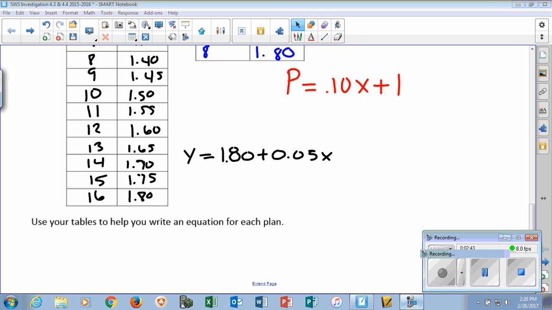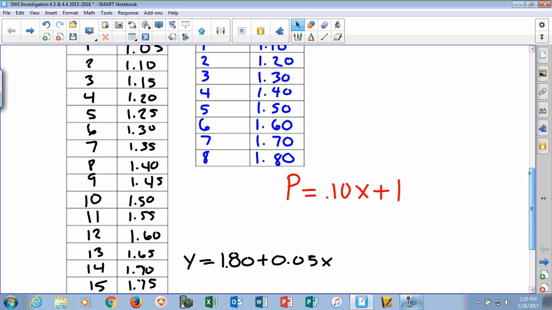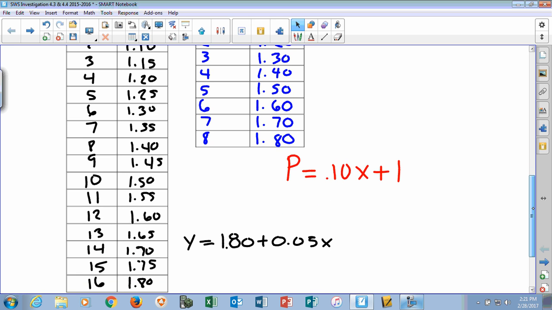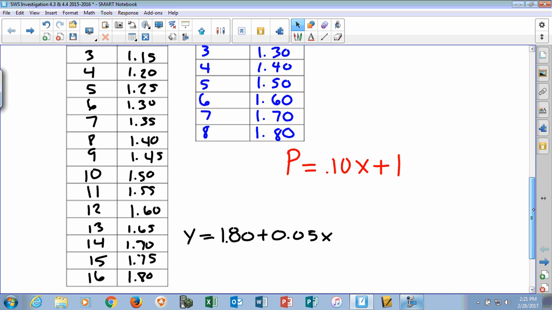All right, so we got some answers up here on the board. The tables are good. Okay, plan 2, you ended up going up by 10 cents, right? Because you basically go up 8 weeks from $1 to $1.80. That's 10 cents, right? So you end up with $1.80. Plan 1 takes a lot longer, 16 weeks before you hit that $1.80.